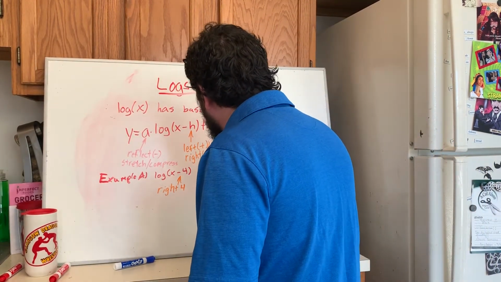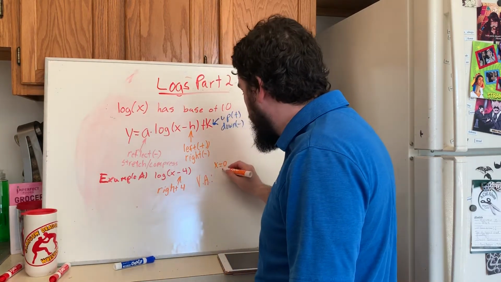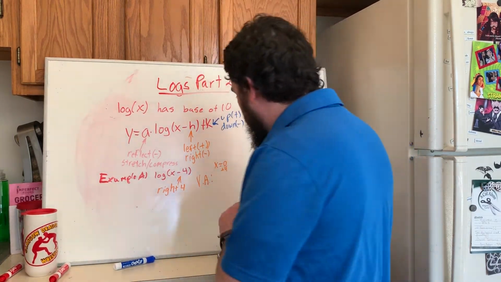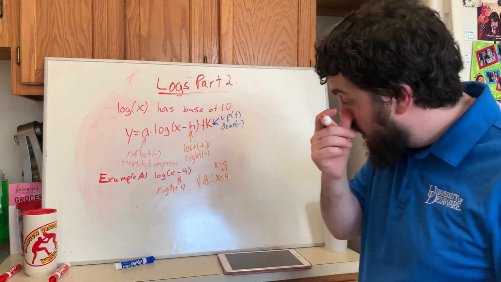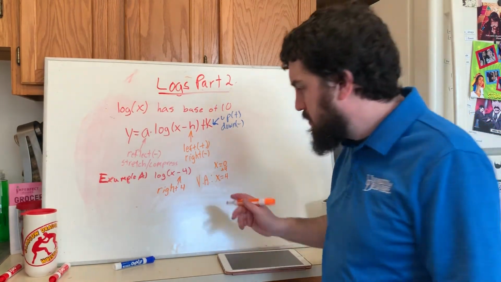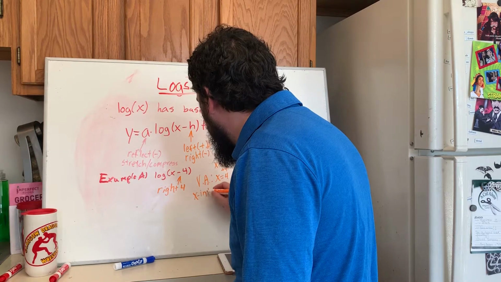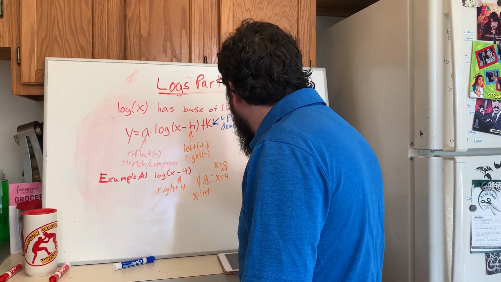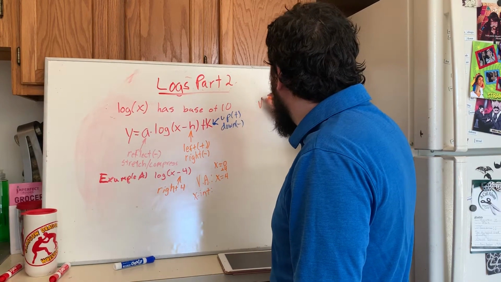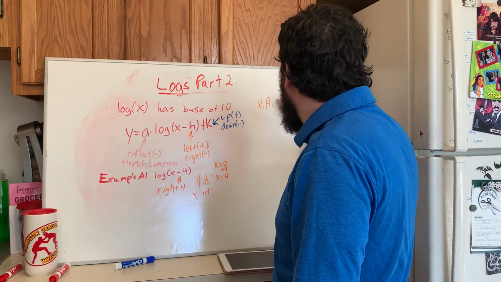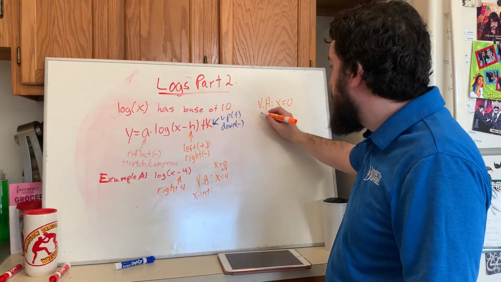Actually, let me write that down. So it went from x equals 0. If I'm going right 4, I need to add 4 to my x. So that's x equals 4. That's how I'm getting that. Now, my x-intercept usually is, let me write it down, vertical asymptote. Default is x equals 0.